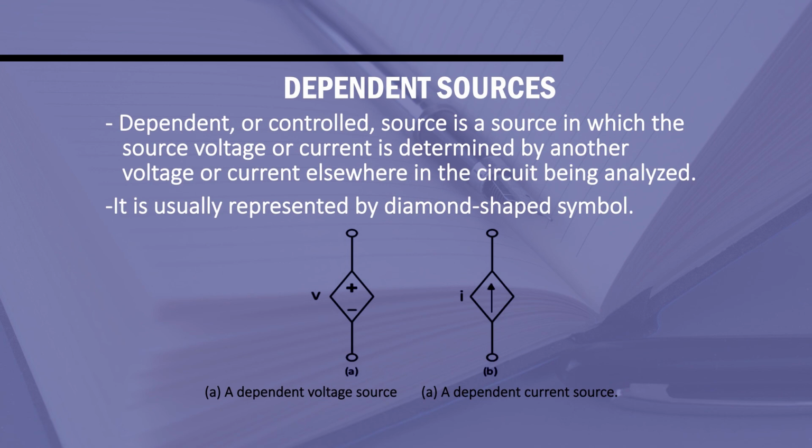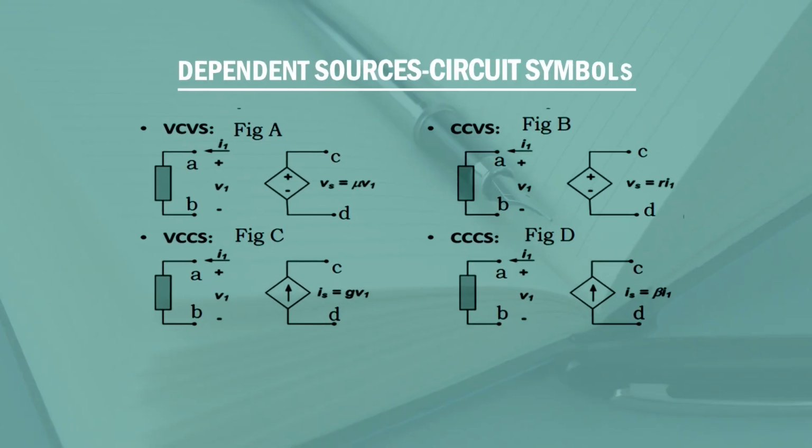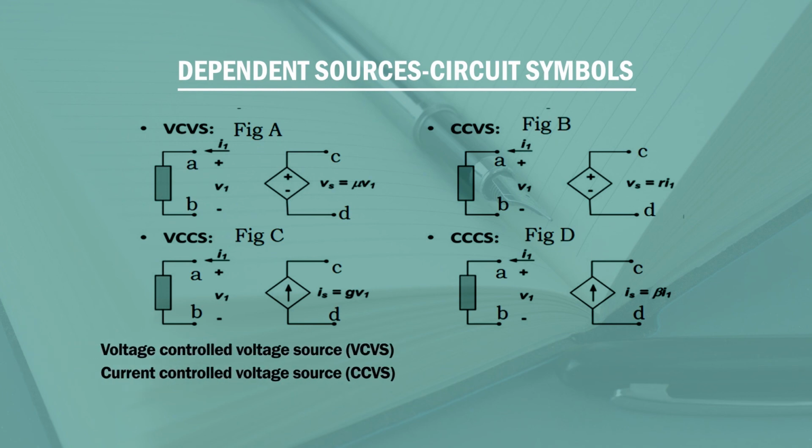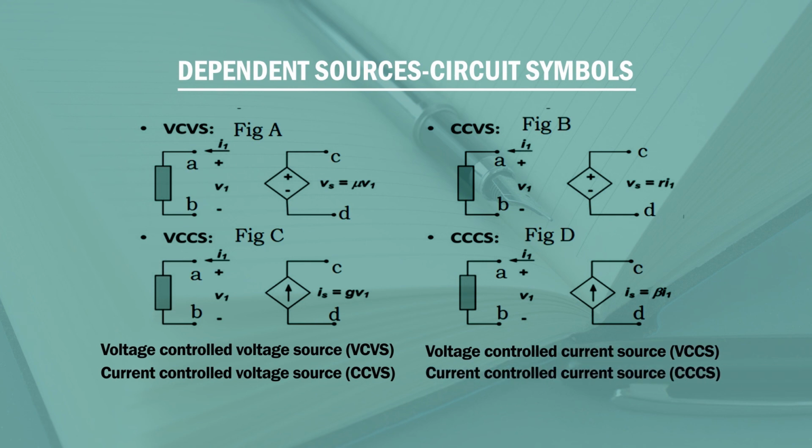Now dependent sources are of many types. It may be a voltage source, it may be a current source. A voltage source can be classified as a voltage controlled voltage source as shown in figure A, and it can also be classified as a current controlled voltage source as shown in figure B. And then a current source can be classified as a voltage controlled current source as shown in figure C, and a current controlled current source as shown in figure D.